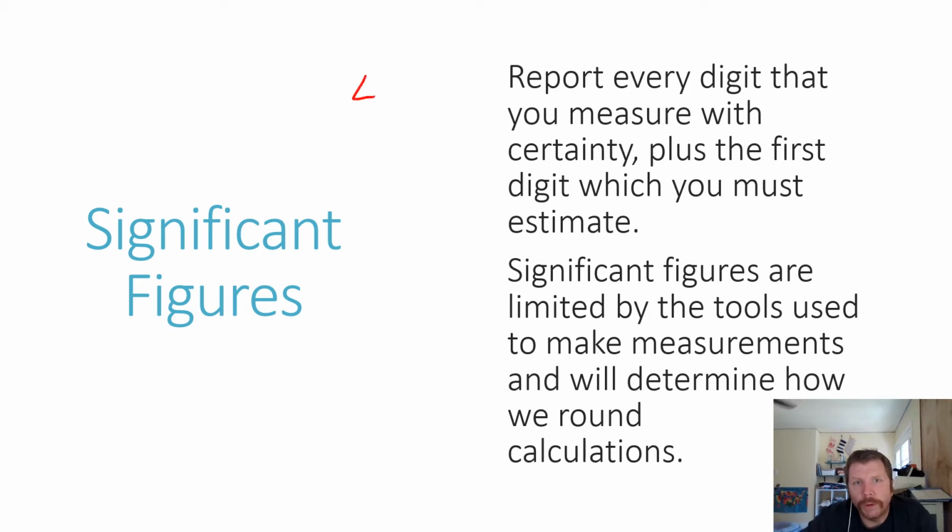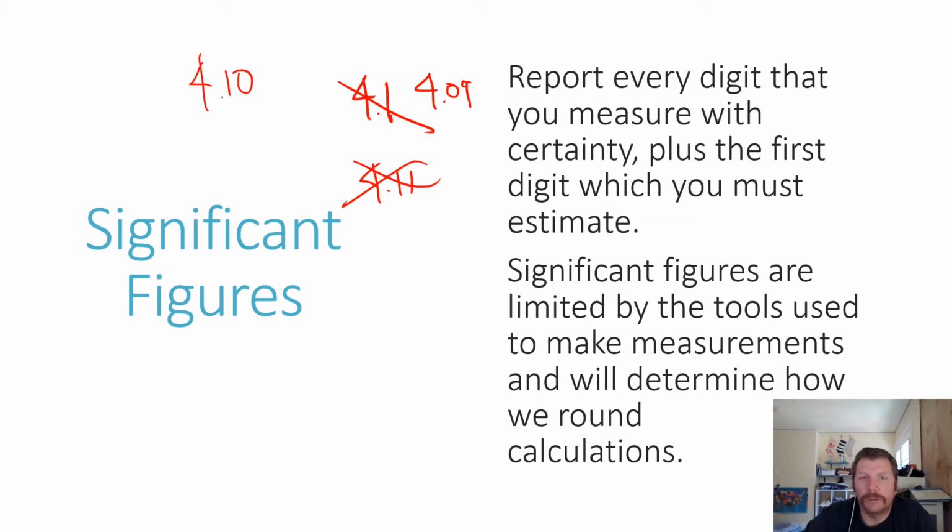We saw 4.1, but we knew that we were less than 4.1, so we said 4.09. Just like if that number was slightly above 4.1, we would be able to say 4.11, for example. Significant figures are limited by the tools used to make measurements and will determine how we round our calculations. So if that line had fallen directly on that 4.1, we could comfortably say 4.10.